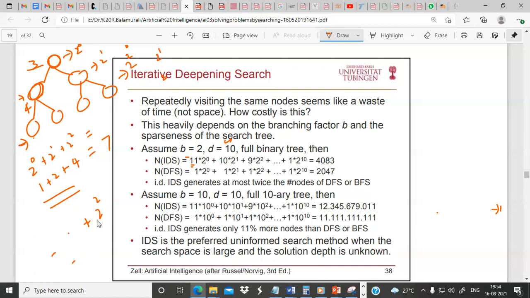So it is 2 into 2 to the power 1. This we can say is 1 into 2 to the power 2, whereas this is 2 into 2 to the power 1. And at the top level, the nodes will be explored 3 times. So it will be 3 into 2 to the power 0. This node will be accessed 3 times. Each of these nodes will be accessed 2 times. And each of these nodes will be accessed only 1 time.